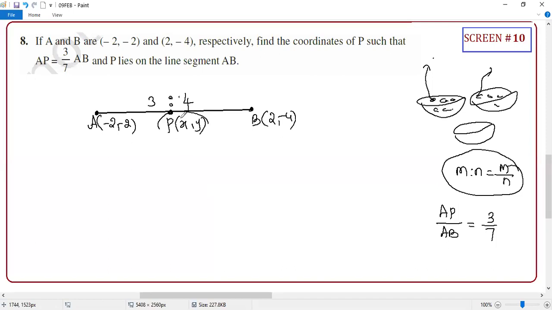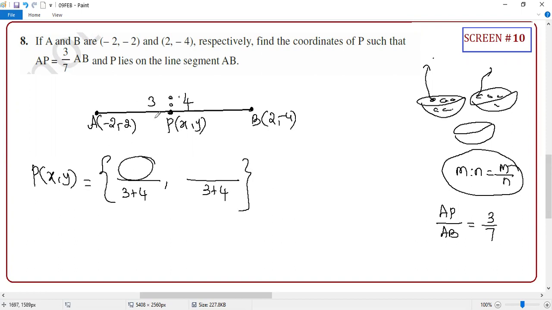Now, how are you going to find this point, guys? Hereafter it's the same. I don't want to say anything. As I mentioned, the starting is different, the rest is the same. Same mantra. What is that? Denominator 3 plus 4. What is the value? 3 into 2, 6. 4 into 2, minus 8.